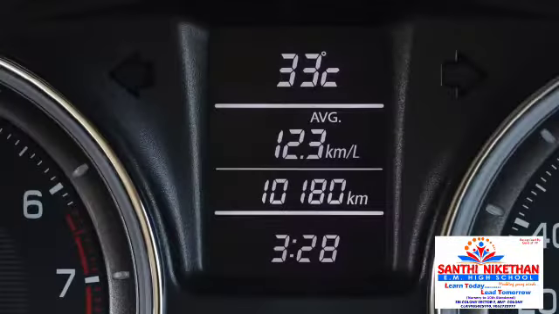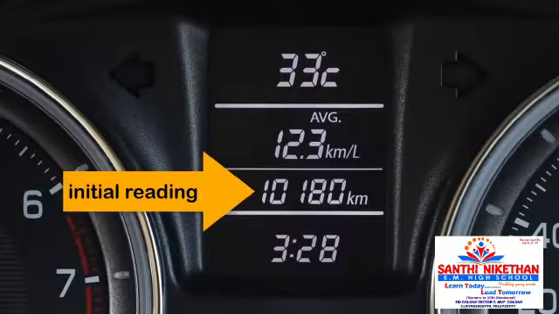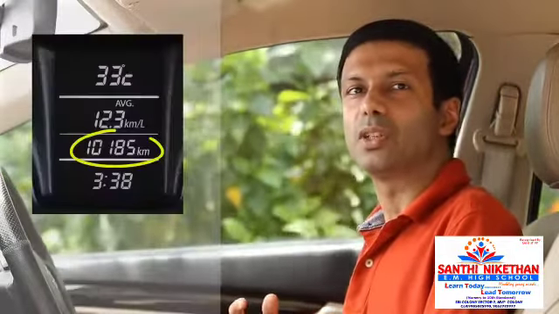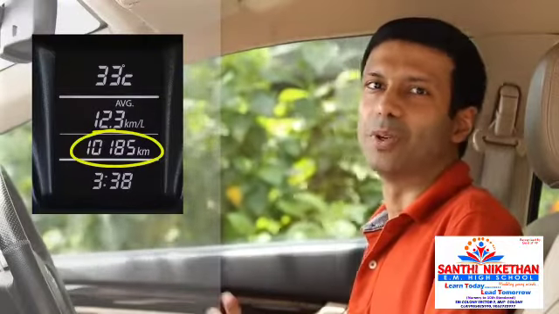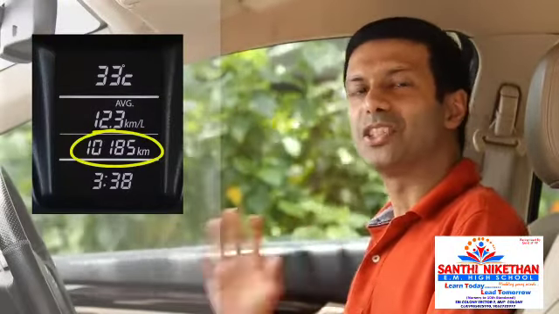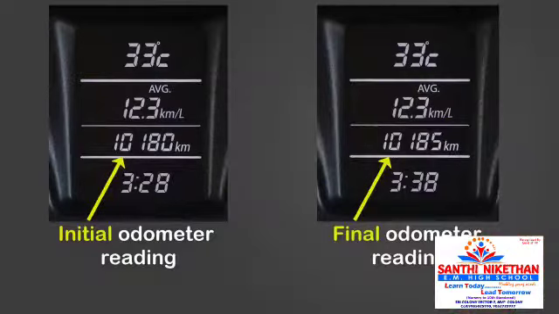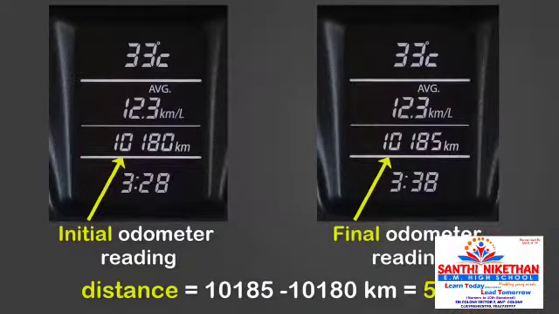Before you start, you can note the odometer reading. As you can see, it's 10,180 kilometers. As you're traveling, the odometer will keep on ticking. Now let's say when you reach your destination, the odometer reading is 10,185 kilometers. So what's the distance you've traveled? That's right. You just have to subtract the two readings. So the distance here is 5 kilometers.